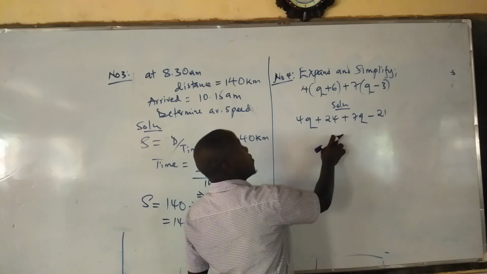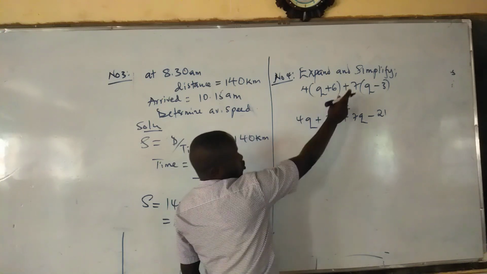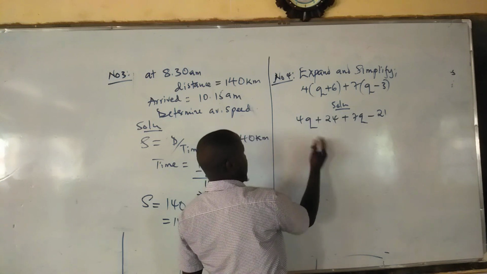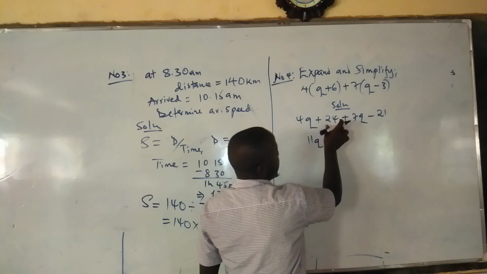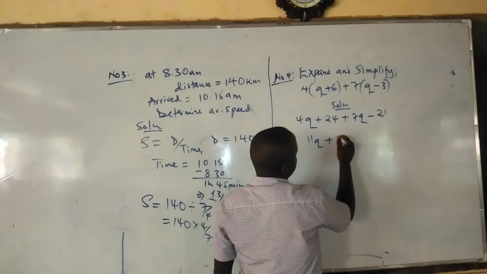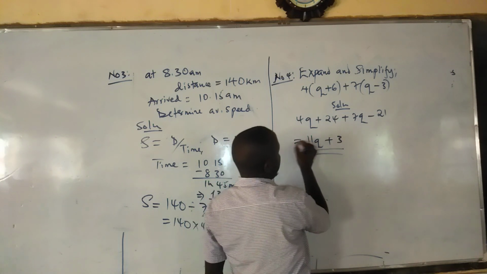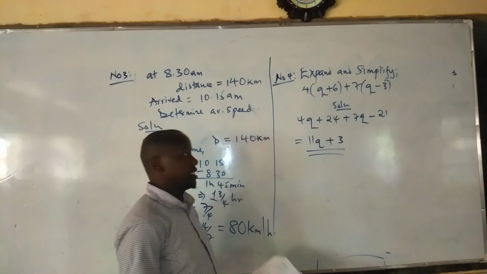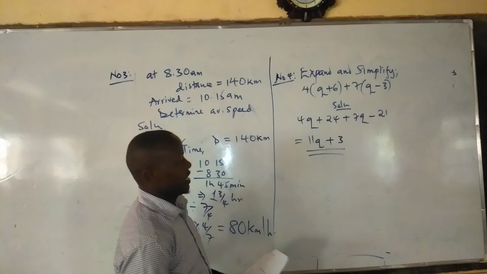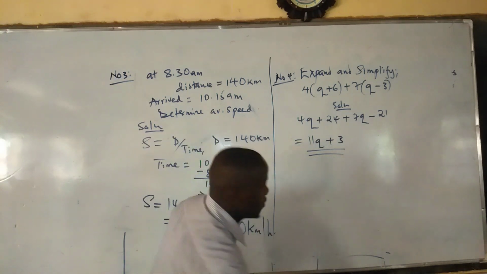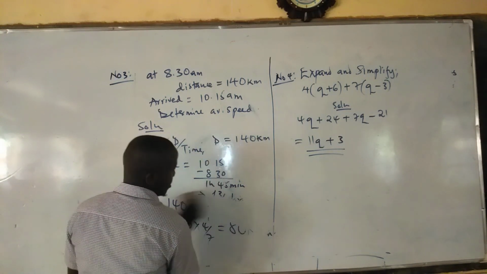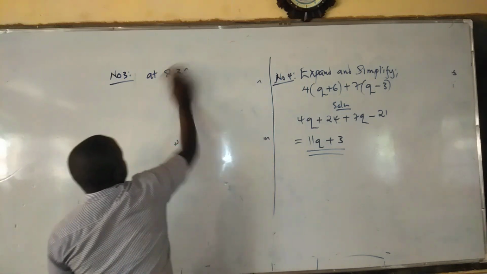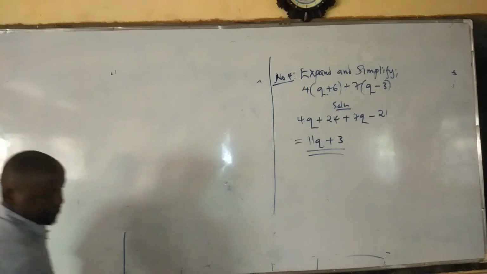Therefore, this should be now the expansion. And now to simplify, you just group like terms together. 4Q plus 7Q, because they are like terms, to be 11Q. Then 24 minus 21, we will get a 3. Therefore, that is the expanded and simplified form of this expression. Therefore, that's how number 4 was, with the 2 steps you earn your 2 complete marks. Number 5.